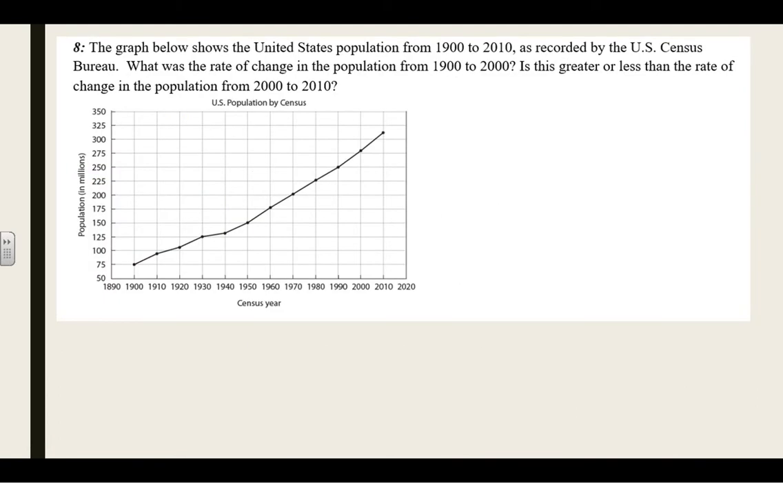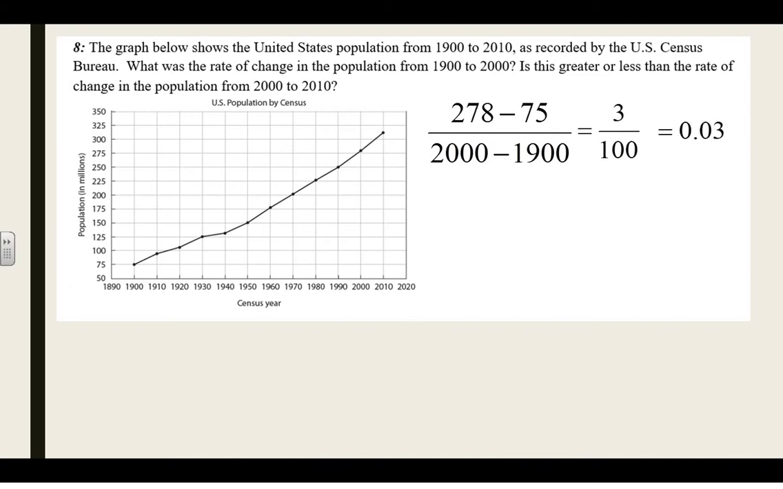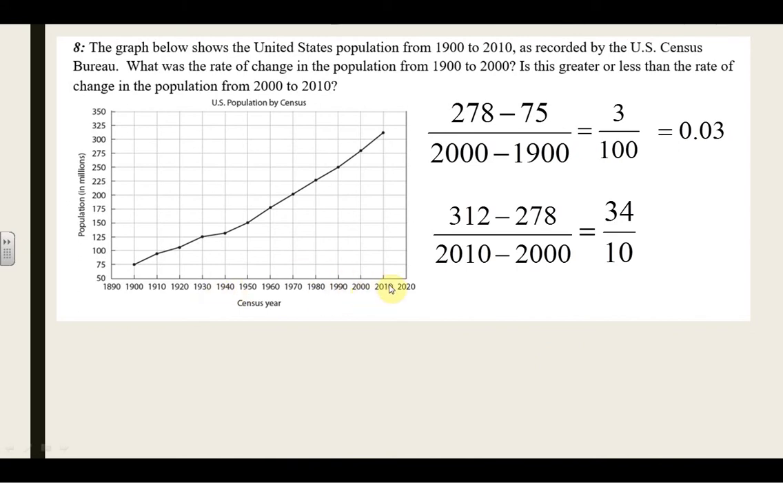And then graphically, just look at the graph. The x is your x-axis, the y's are your y-axis. So from 2000 to 1900, it was 278 to 75. So that's 3 over 100, so 0.03. From 2010 to 2000, we have 34 over 10. This is all coming from the graph. We're just going to 2010, finding a number, going to 2000, finding a number, etc.